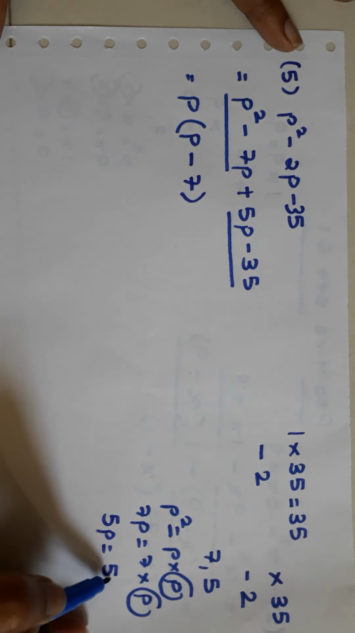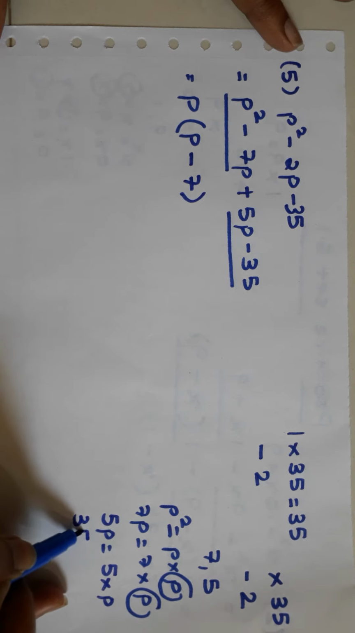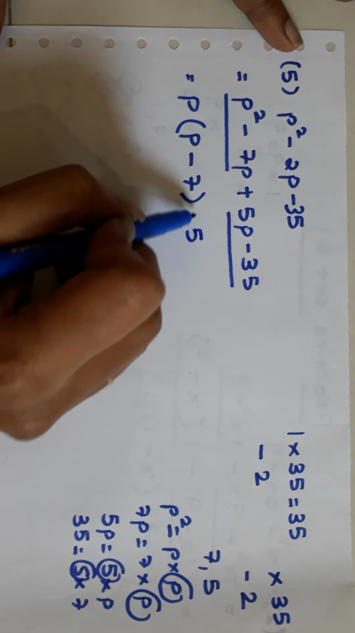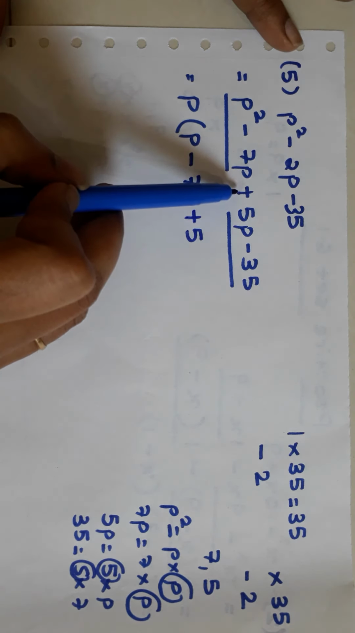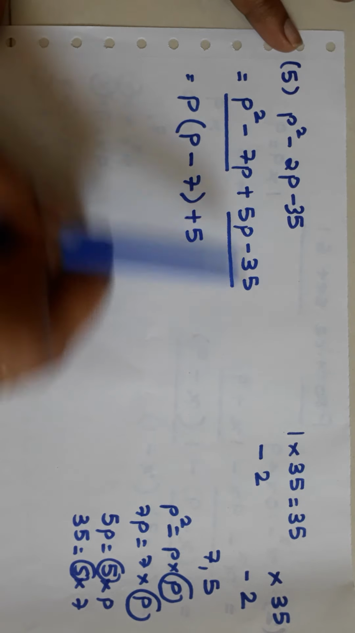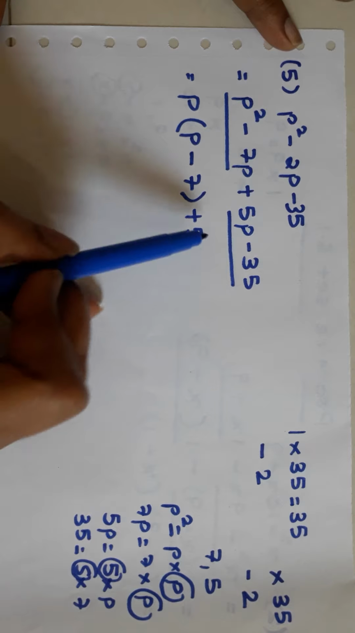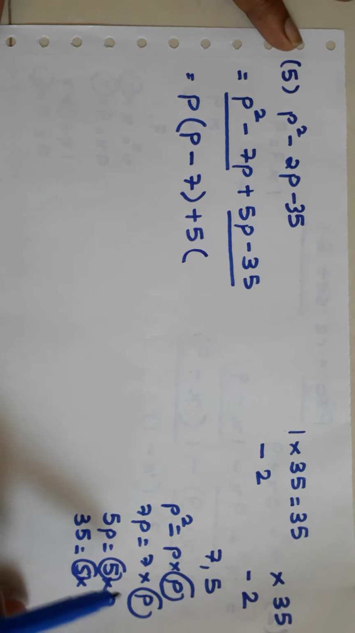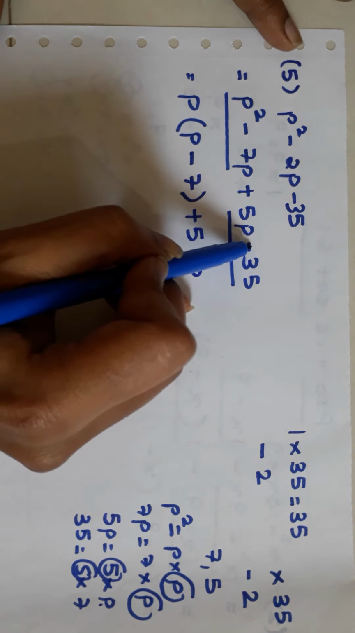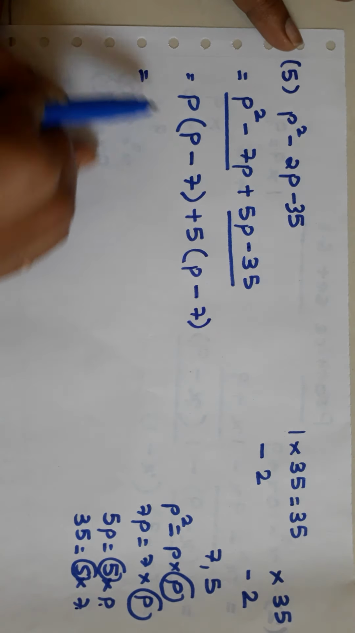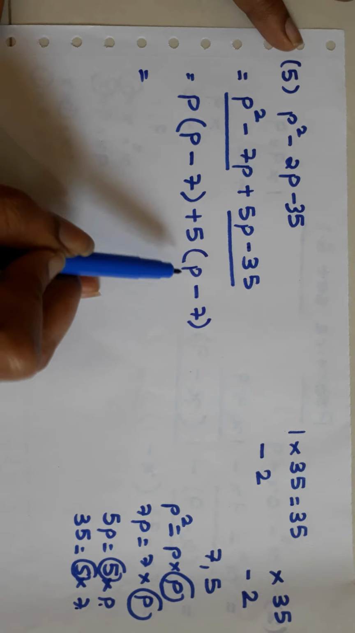5p is 5 into p. 35 is 5 into 7. So 5 is common in both the terms. So take 5 outside, plus. Since here it is plus sign, we don't have to worry about sign change. The sign will not change if there is plus here. Put a bracket, p, this minus here and then 7. So you can see that the expression in the bracket is the same.